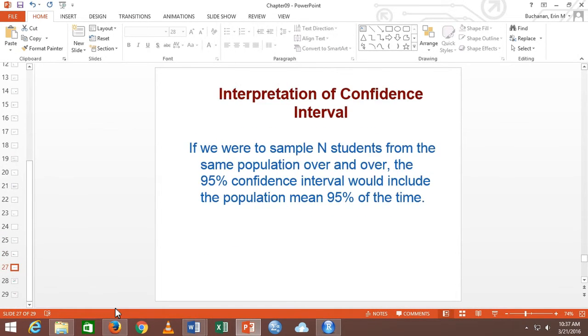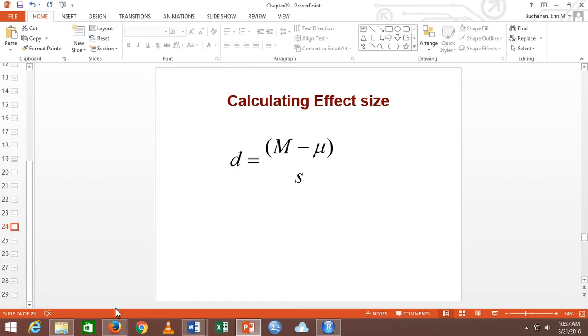Let's see. And then last but not least, we're going to do effect size, and I will show you what that scary code is. You will actually hopefully like the scary code. Effect size just has a different denominator. So with Z, the effect size is mean minus mu over sigma.